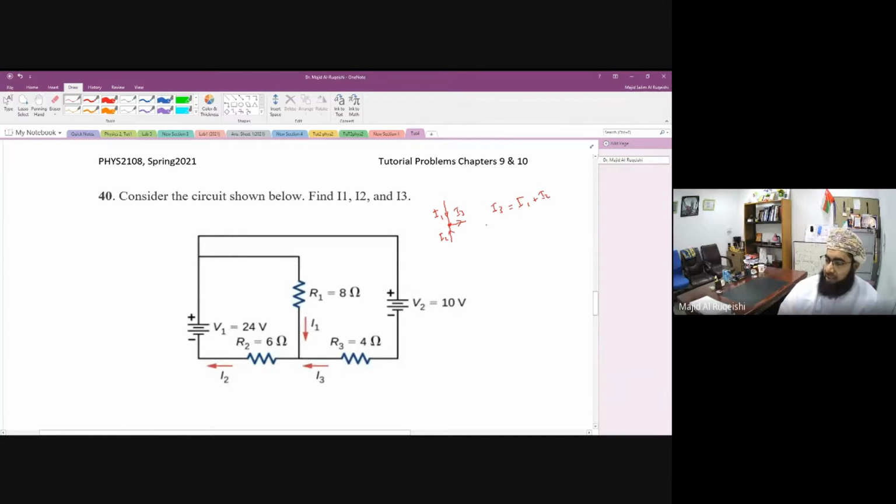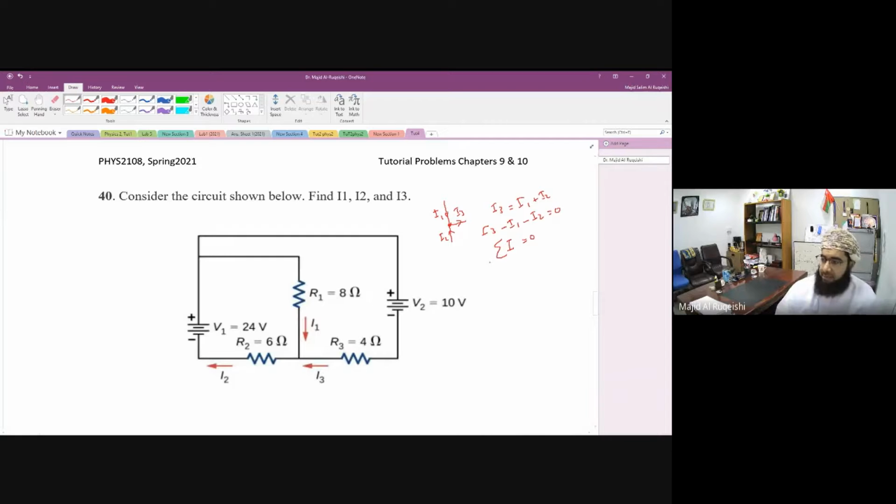And we can sum them all up on one side. So we can say I3 minus I1 minus I2 equals 0. So the summation of all currents here equals 0. And this is the first rule. The incoming currents to that specific junction equal the leaving currents from the same junction.